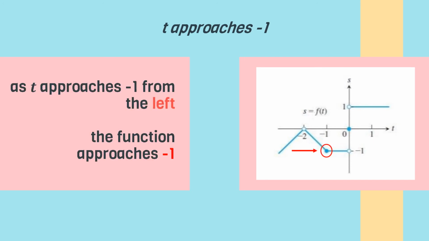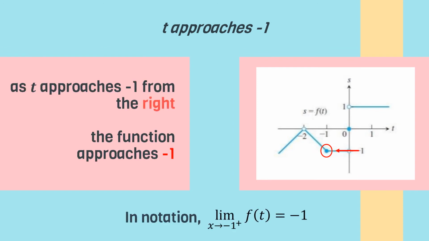Now how about when t approaches negative 1? From the left, we see that the function approaches negative 1, and in notation, it looks like this. The limit of f of t as t approaches negative 1 from the left is equal to negative 1. From the right, we see that the function also approaches negative 1, and in notation, it looks like this. The limit of f of t as t approaches negative 1 from the right is equal to negative 1.